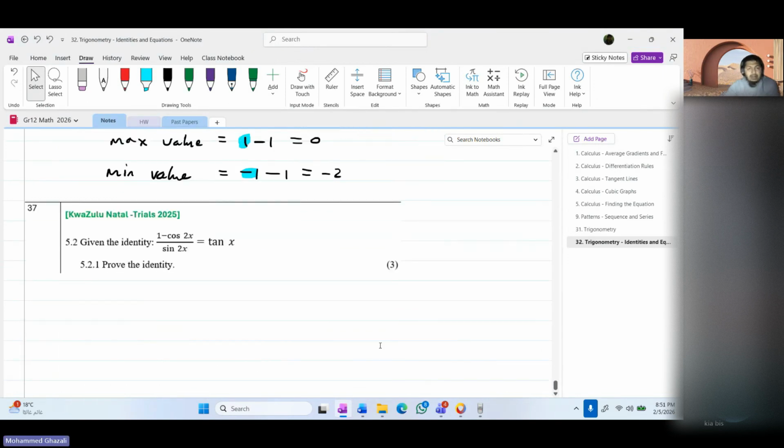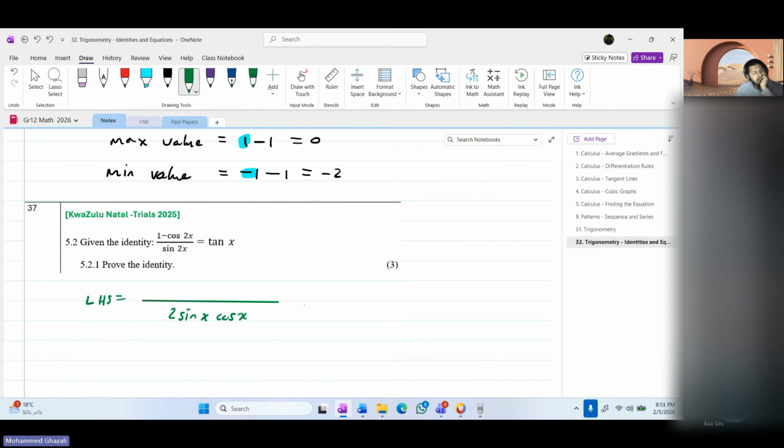Right, so we have (1 minus cos 2x) over sine 2x is equal to tan x. Because I have all double angles, I have to change them. I don't have an option with the denominator, so I have to change that. So that's 2 sine x cos x. Look at the numerator now.